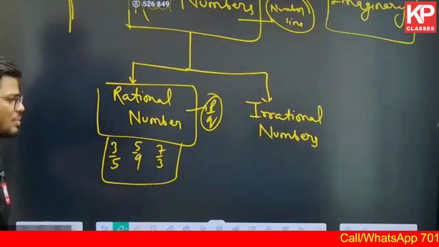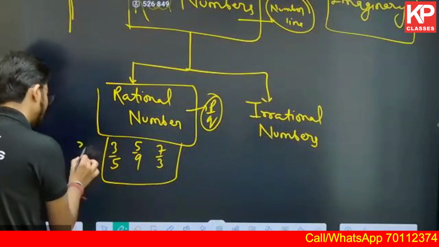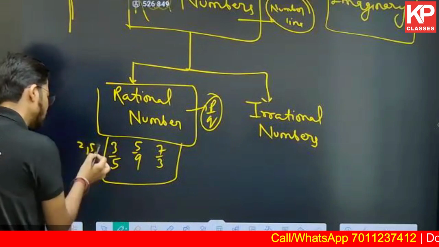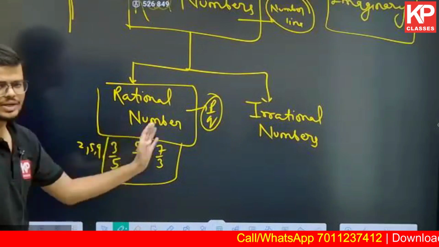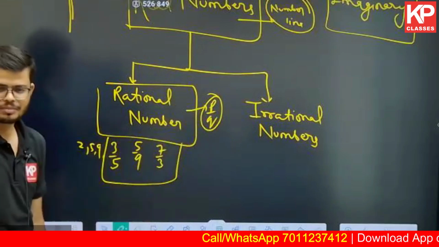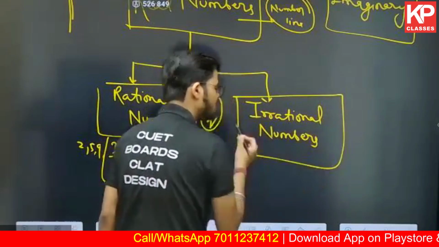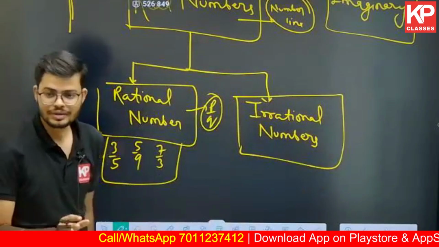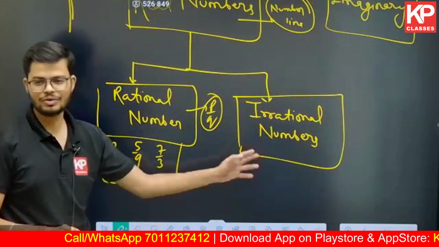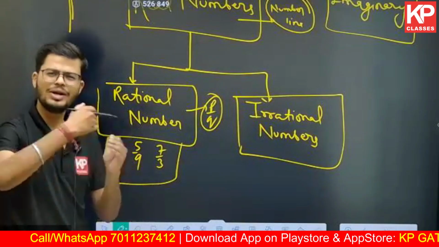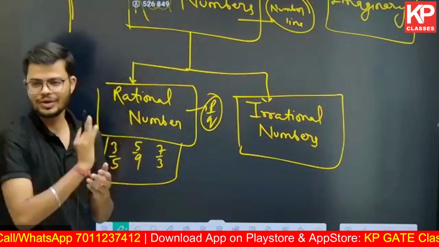Now, what are the irrational numbers? Rational numbers also cover, for example, 3, 5, 9, all of that. These are the examples of rational numbers. Irrational numbers are going to be those numbers which have no end. For example, if I'm writing the value of pi, that is 3.14 and it goes on. There is no end to it.